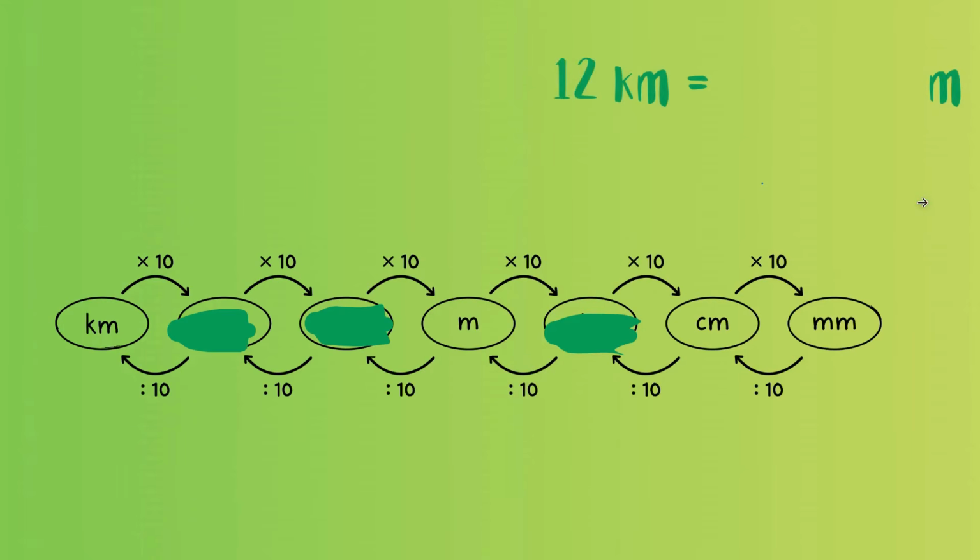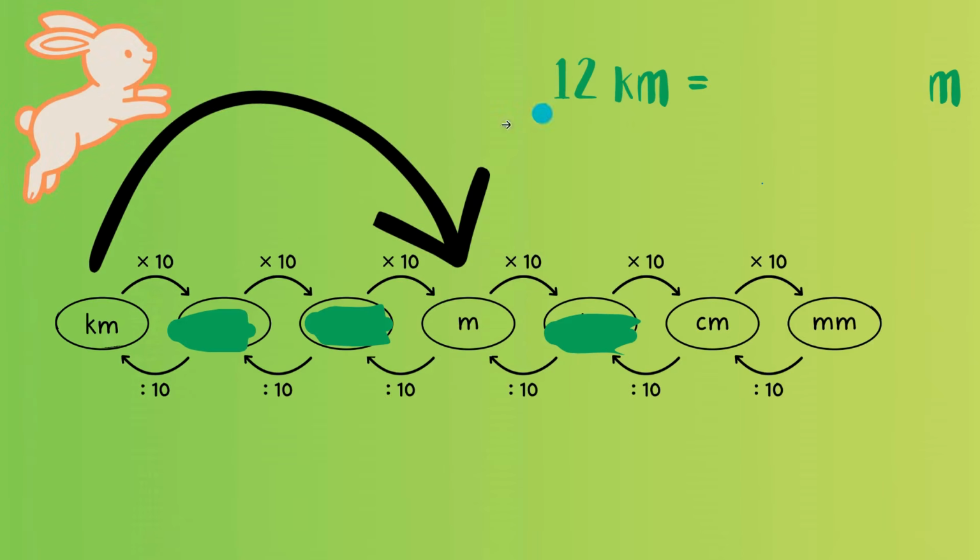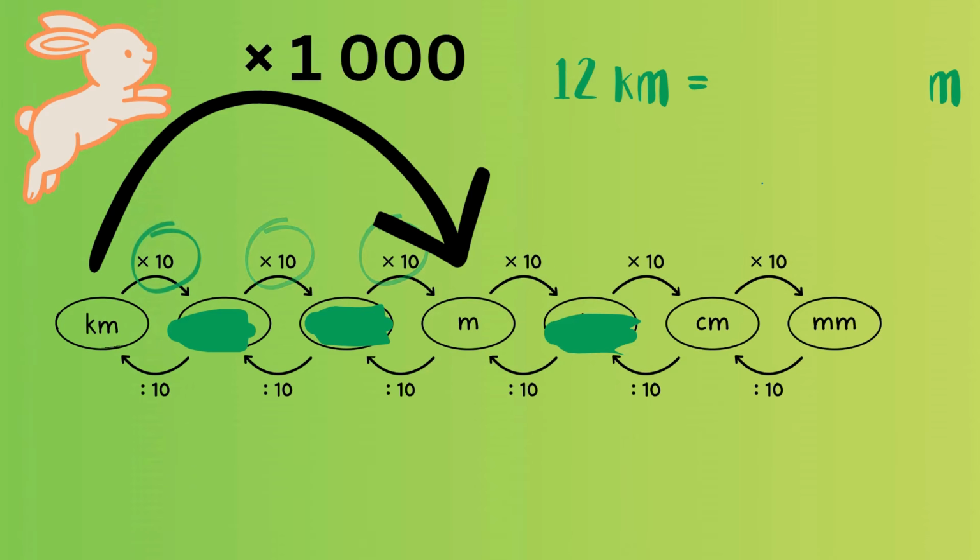Let's have a look at how we are using this practically. 12 kilometers converted to meters. You are now jumping from kilometers to meters. If you look at the jumping, we are jumping 1, 2, 3 units, meaning we are timesing 10 three times. So it's 1 jump, 2 jump, 3 jump. So this is actually times 1,000. The 1,000 comes from each one of the zeros from the 10s. You now write down the 1,000.